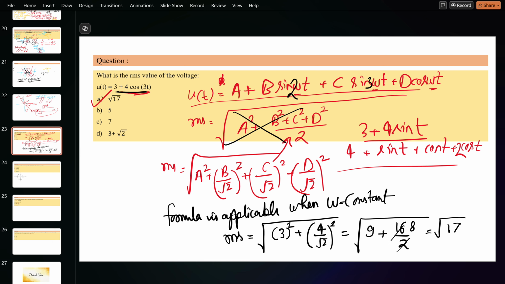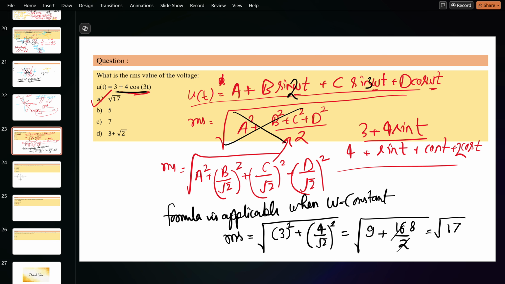Just remember that if the frequencies are constant in the overall equation, you can use that: DC squared plus RMS squared. That means if the maximum value is given, maximum divided by root 2 squared, or if the RMS is given, directly the RMS squared.